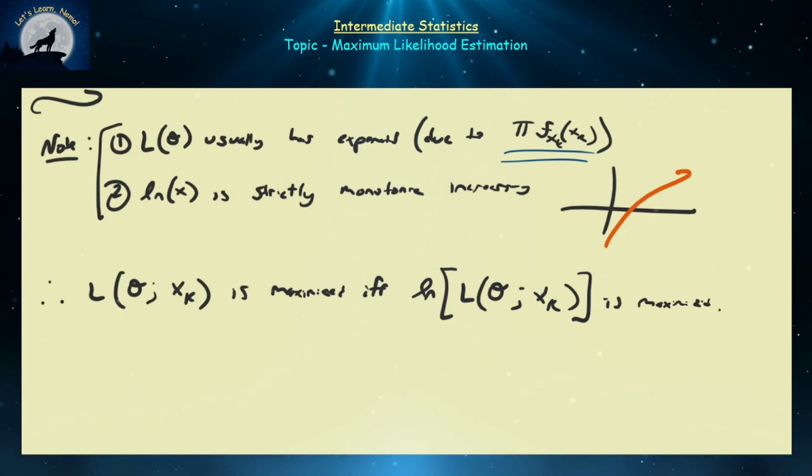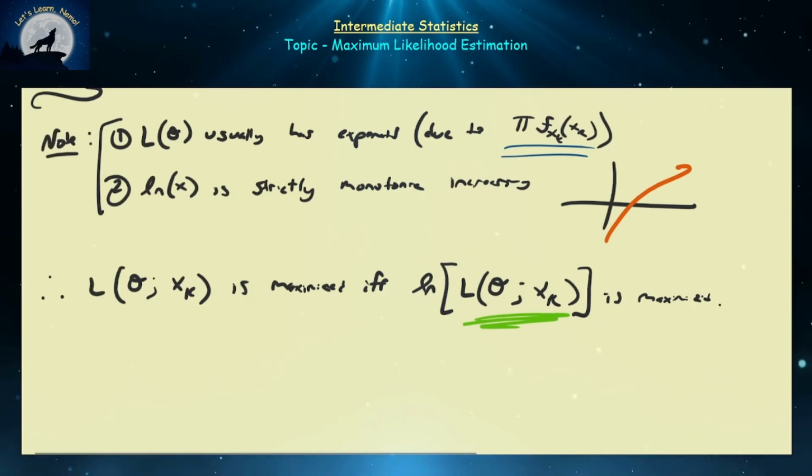Note that since we're taking the natural log, we cannot feed it negative numbers or 0. So one important thing you should be able to verify is that the likelihood function is always positive. It's never 0 and never negative, because if it is, this new function, the log of the likelihood function, won't exist.